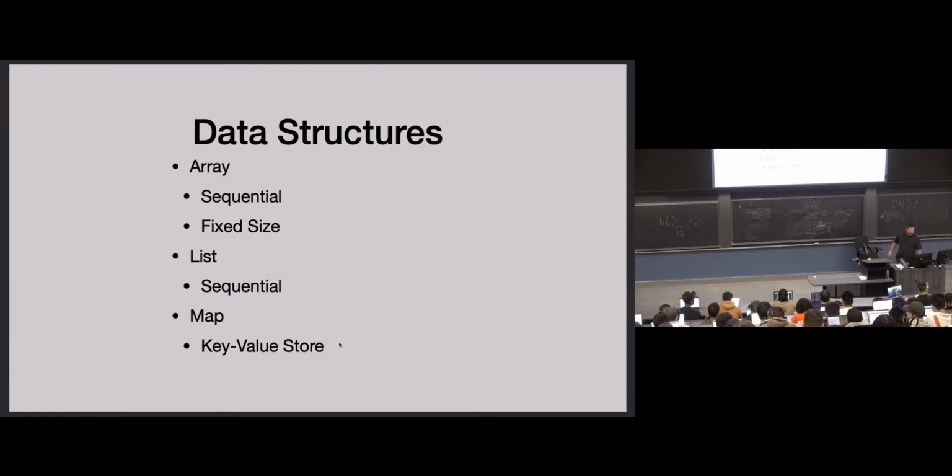And then maps, that's going to be our key value store. Lists is going to be the sequential data structure that we're going to use most often.